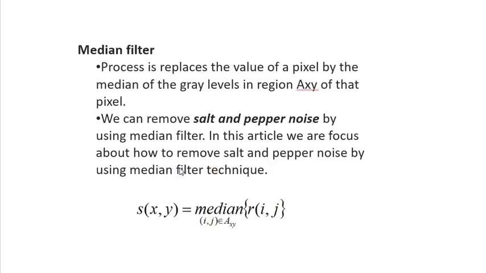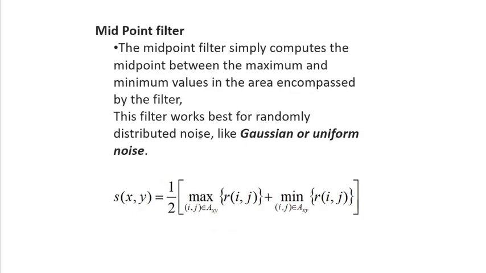And next is the median filter, which is the technique we are going to use to remove salt and pepper noises. Here we have to replace the value of the pixels by the median of the gray levels in the area of the image. We can remove the salt and pepper noises by using the median filter.